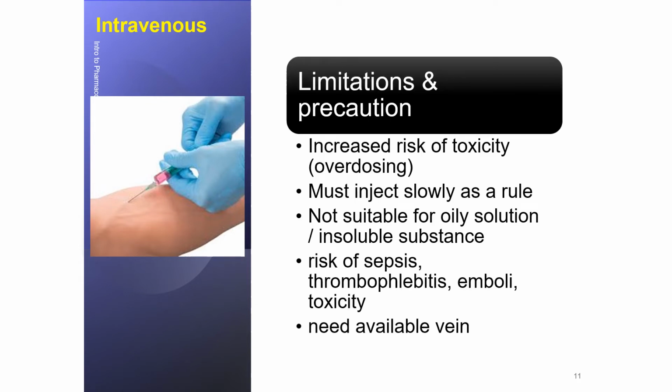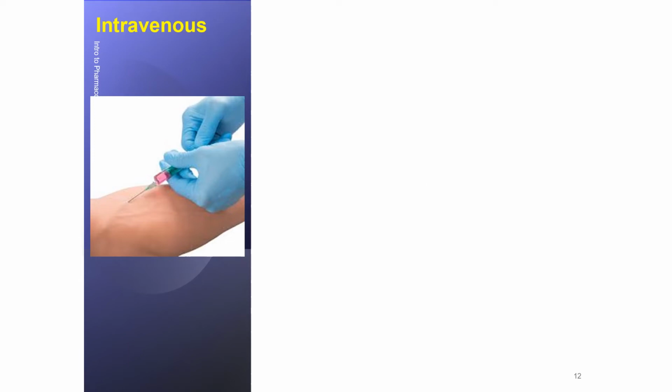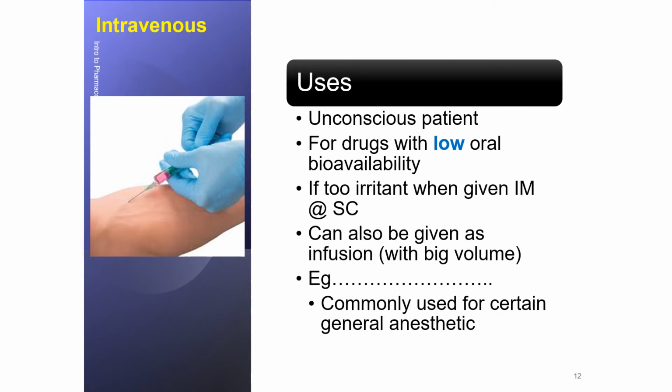Intravenous has limitations. Sometimes you can cause overdosing because sometimes you inject too much of drugs, okay? Or it can cause sepsis if you are not careful, or you have difficulty to find the vein, right? Intravenous is very useful if the drug that you are going to give is very irritant. So you cannot give through intramuscular or subcutaneous. You need to give through intravenous. All right.